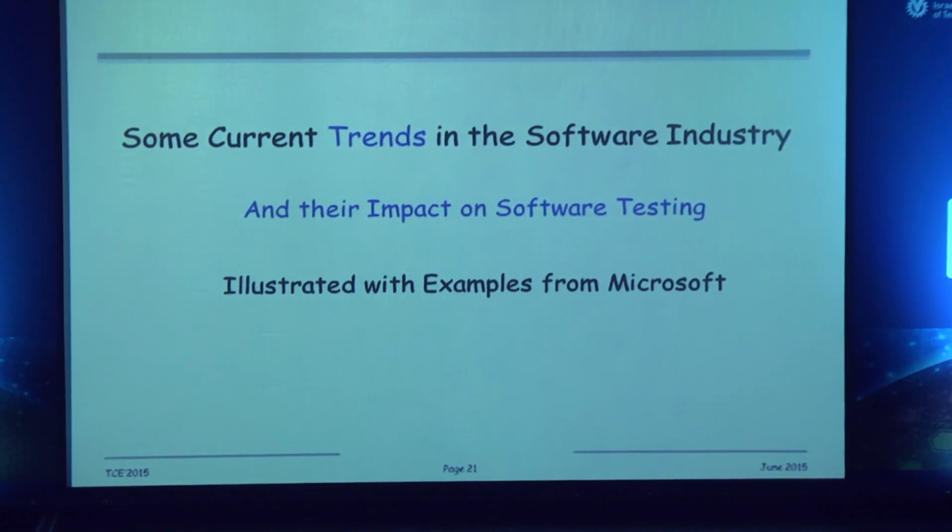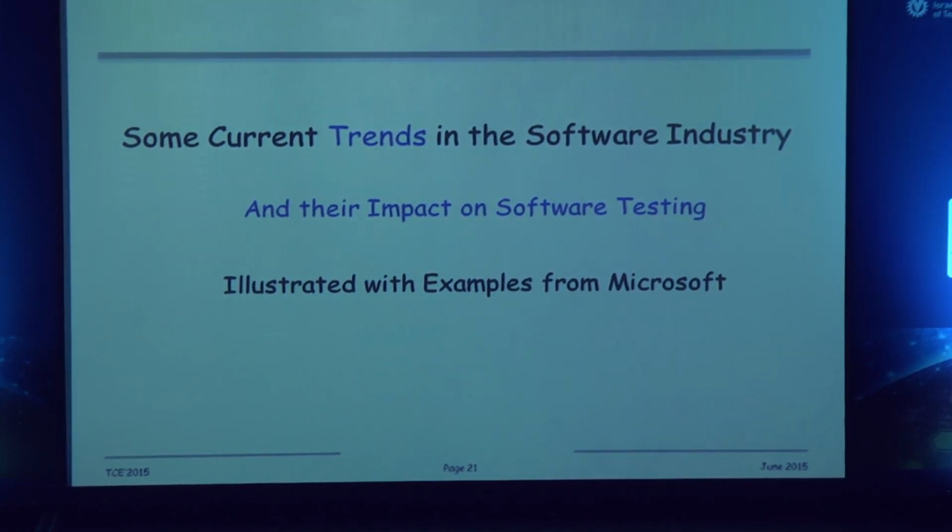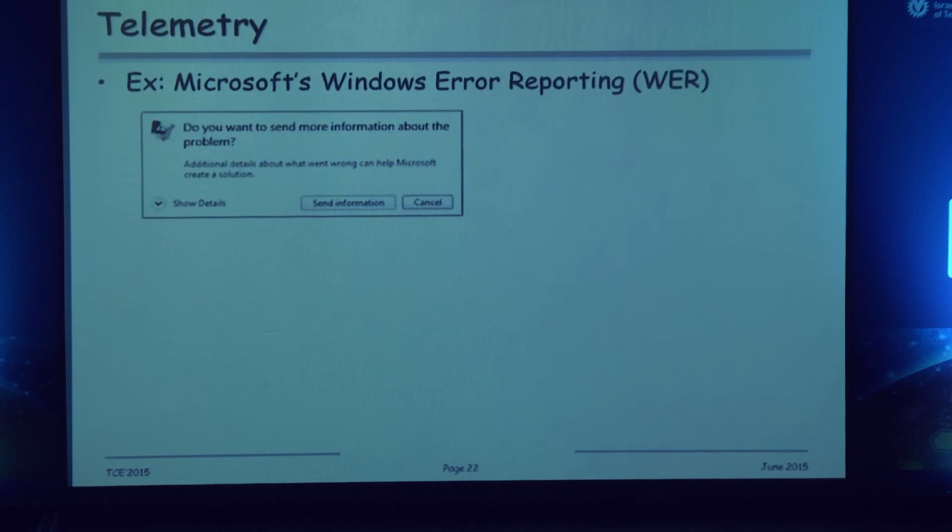So in the second part here, I thought I would talk a little bit about some current trends in the software industry and their impact on software testing and verification, also illustrated with some examples from Microsoft. Over the last 10, 15 years, one thing that has had a huge impact on software development for client software is the availability of telemetry.